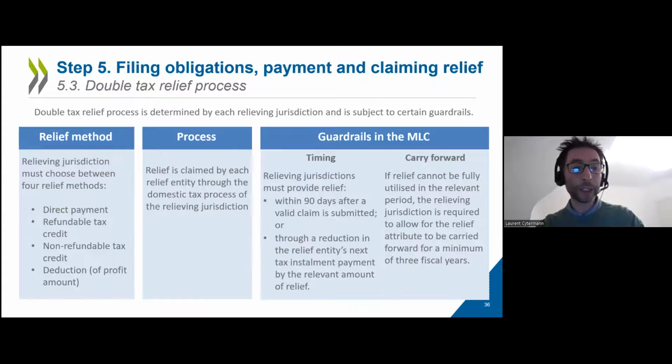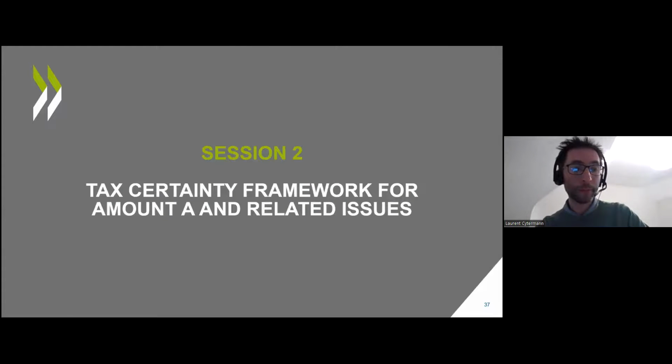And after a transition of 2 years, it is reduced only in case there is no tax treaty between the market jurisdiction and the relieving jurisdiction. So I now give the floor to Sandra, who will go into tax certainty.